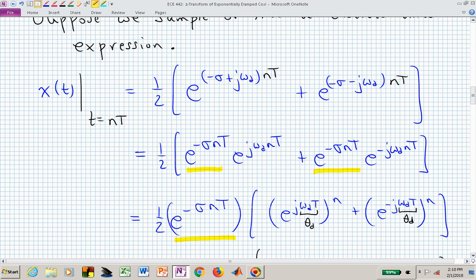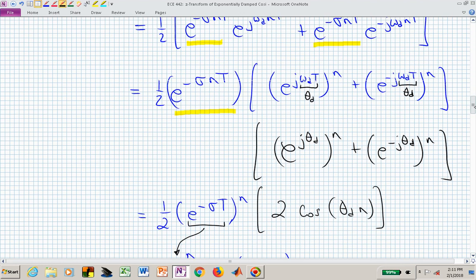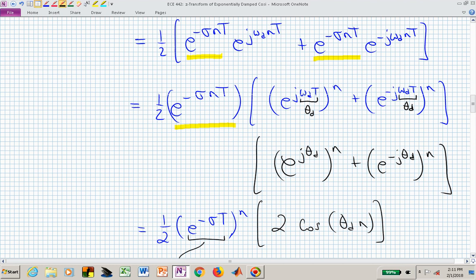Again, we're just repackaging this complex exponential, or these two complex exponentials. One is the conjugate of the other, and that allows us now to see that we have an e to the j theta sub d raised to the n plus an e to the minus j theta sub d raised to the n, or that is just two cosines, cosine with an argument of theta sub d n.